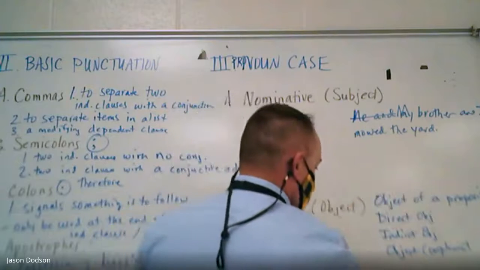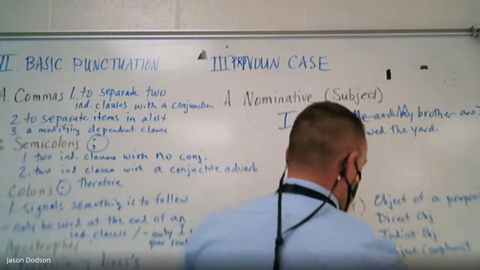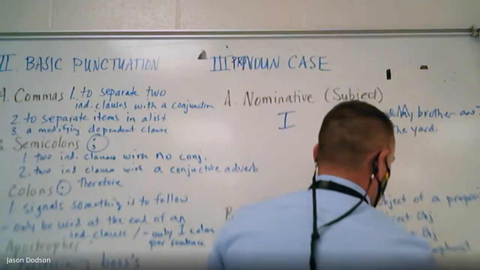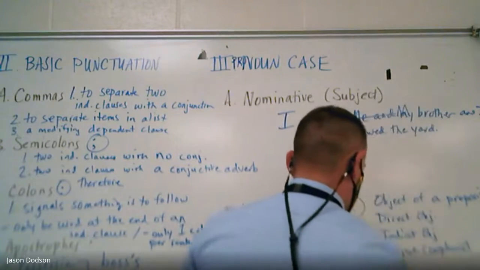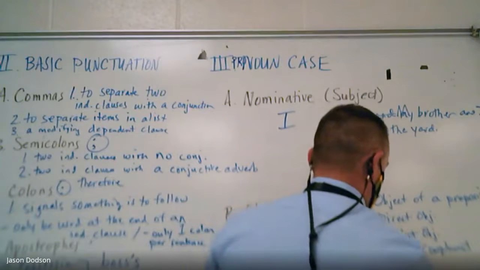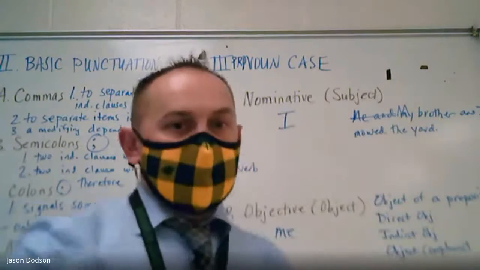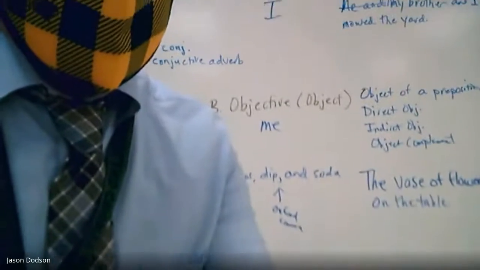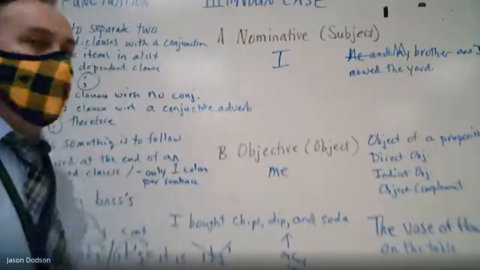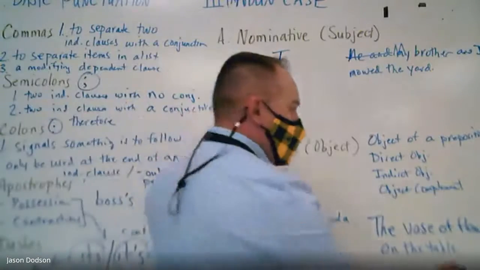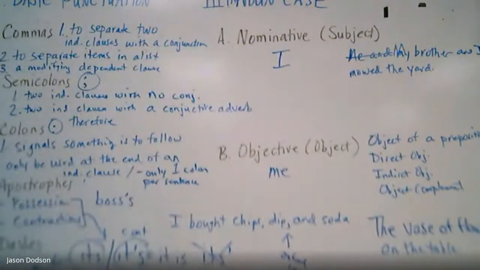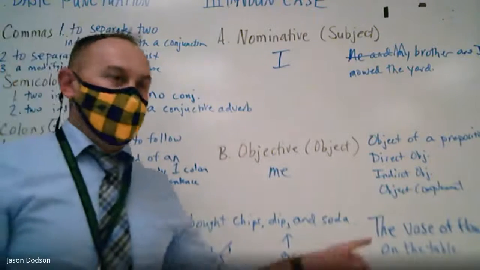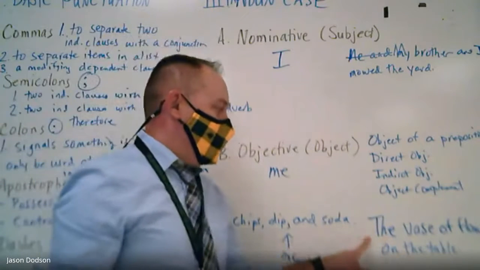Let me give you an example. The vase of flowers are on the table. Are is the verb. Does it agree with the subject? What's the subject of that sentence? The vase of flowers are on the table?